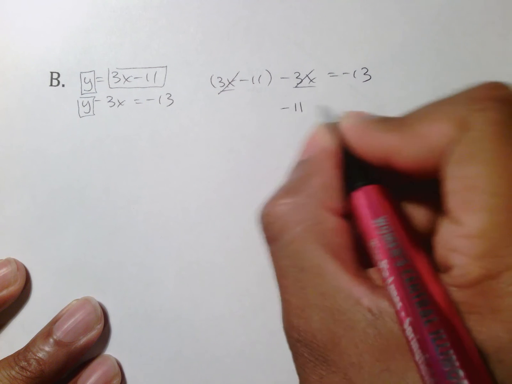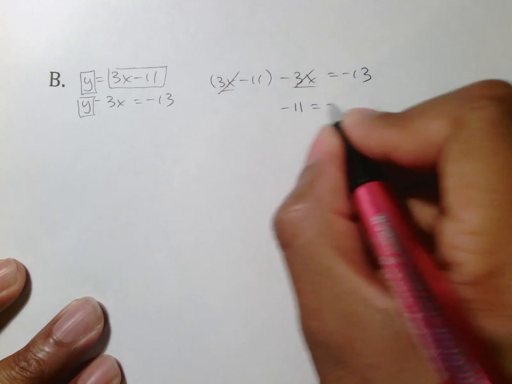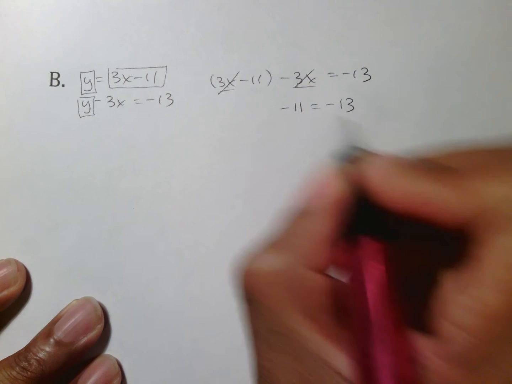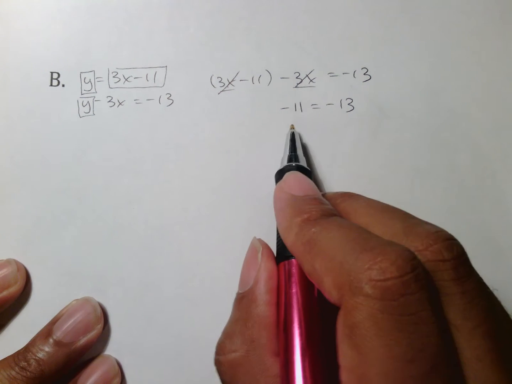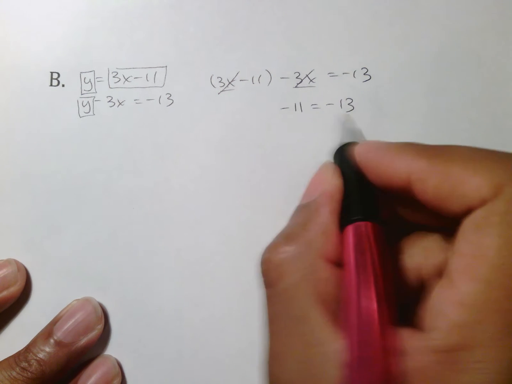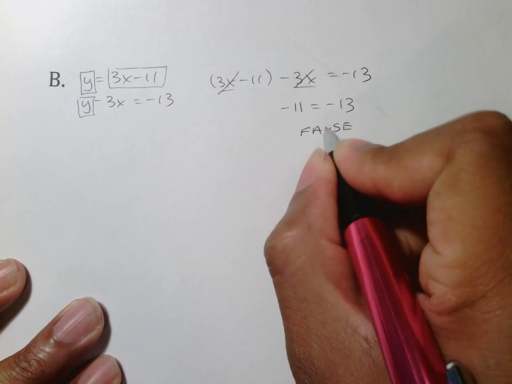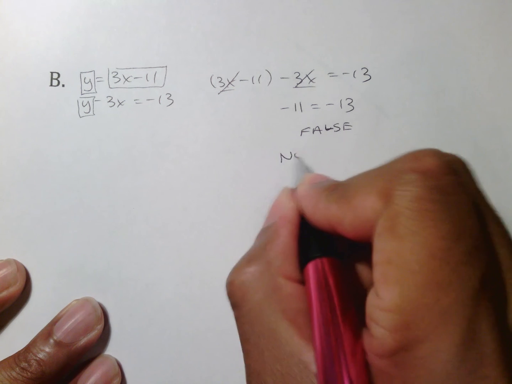What comes down the left side is negative 11. What comes down the right side is negative 13. And again, because that disappeared the way that it did, we have to ask ourselves, is this infinite solutions? Is it no solution? And that comes down to, is this a true or false statement? Of course, this is a false statement, which means that there are no solutions.